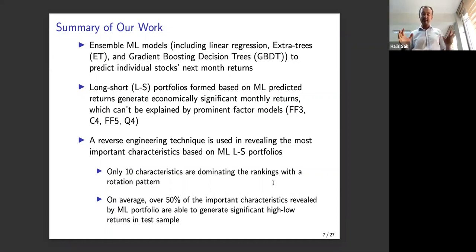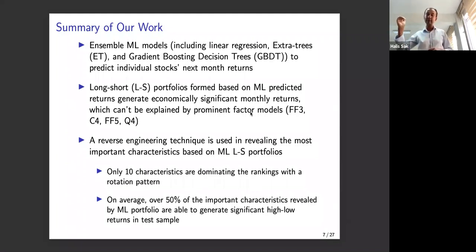We are trying to align ourselves with industry practices, and we create long-short portfolios, just like what the literature does. How do we do that? We use machine learning models, we ensemble them, and we combine their predictions. I will explain how we do that. Then based on these forecasts, we create long-short portfolios.